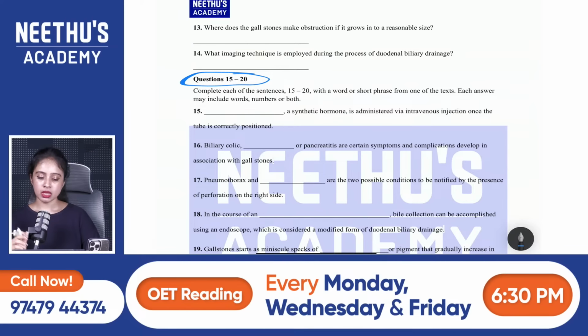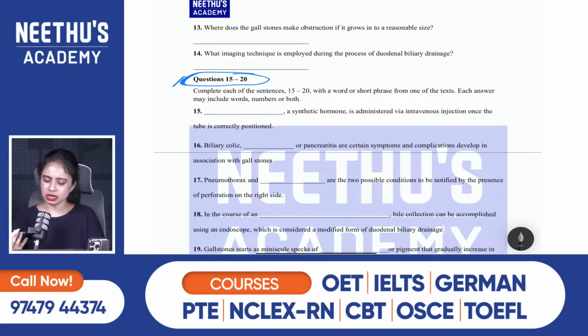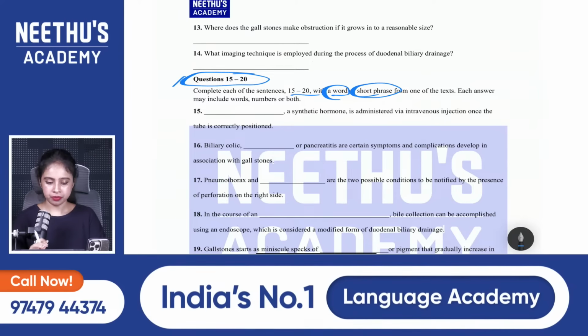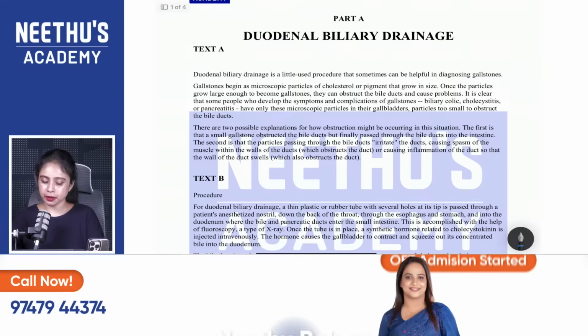All right. So now let's do the question. Here it is the same instruction. That is the reason I'm not reading it once again. Like in short answer questions, you can write in a word or a short phrase. Okay, that's it. Then, so this is the topic today.